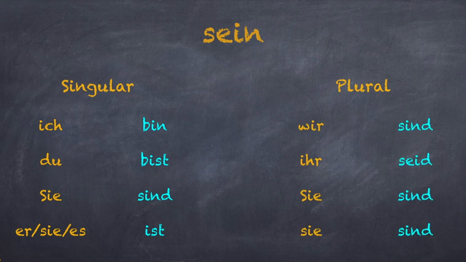Now for the pronouns in plural. Wir sind, ihr seid, sie sind, Sie sind. Sein is a special verb. Unlike haben, there are no endings you have to consider. Here also, it is advisable to learn the conjugations as they are.